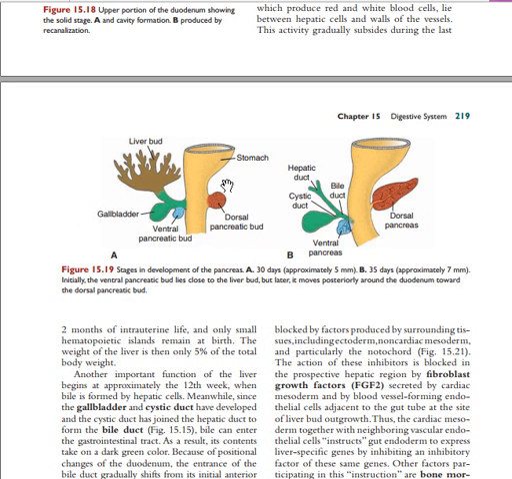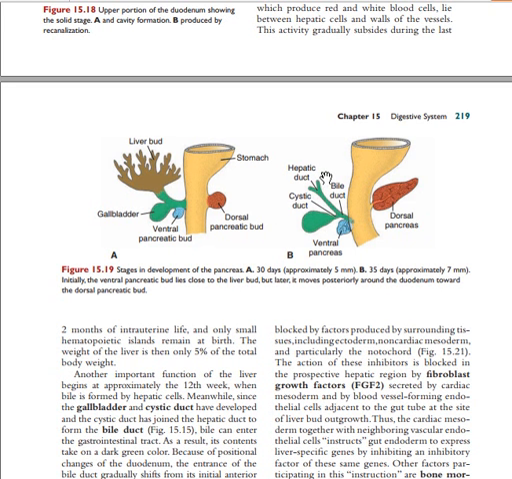You have a dorsal pancreatic bud, which is going to be on the left side, and you also have a ventral pancreatic bud, which is on the right side with the gallbladder. Now at the beginning the gallbladder is going to produce its duct, which is called the cystic duct.